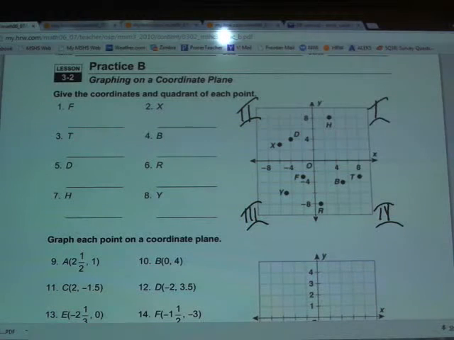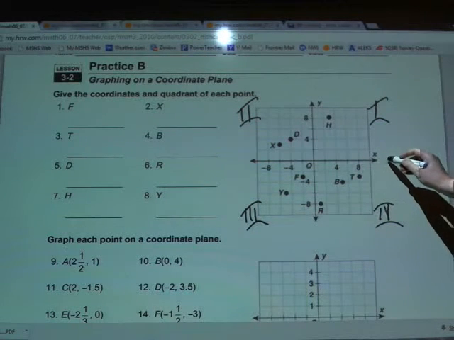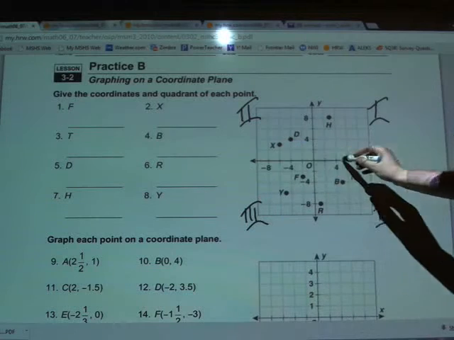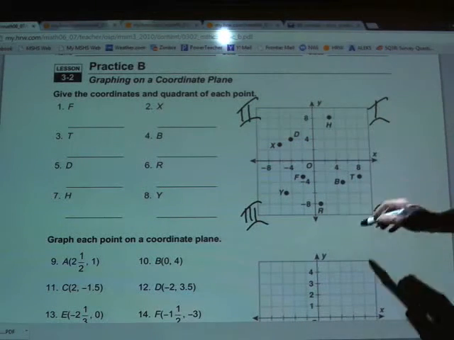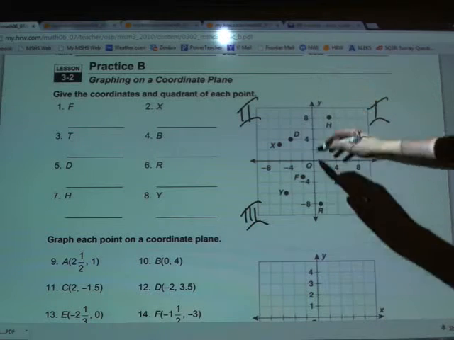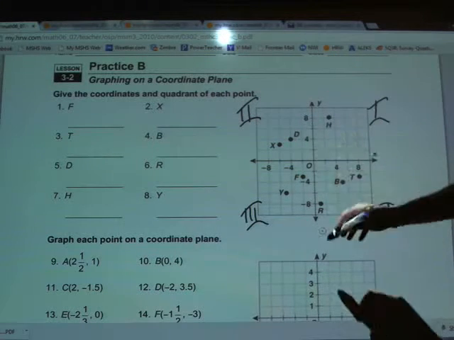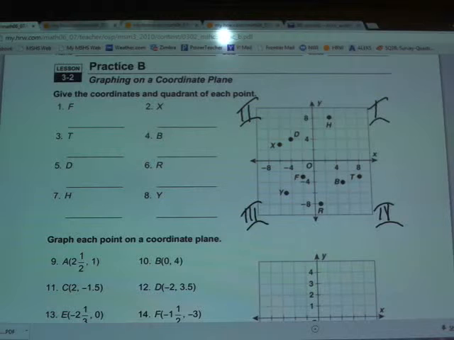Okay. So then we have to give the coordinates. Now remember, coordinates are given as a number comma a number. The first number always represents its location in terms of the x-axis, which is the one that runs from left to right across the grid there. And then the second number is always representative of the y-axis. That's the one that runs up and down the grid. So in the first one, they're asking us to give the coordinates of point F.